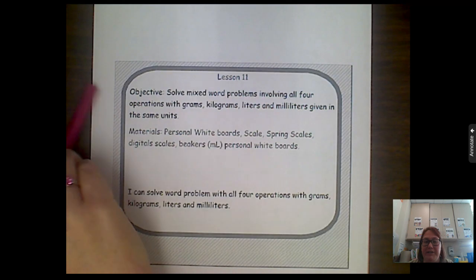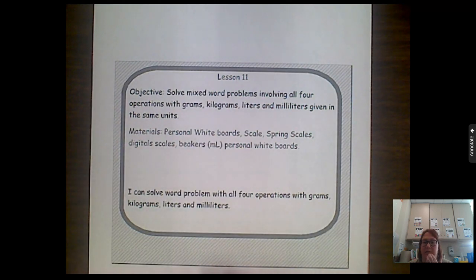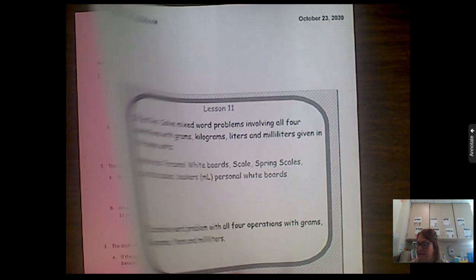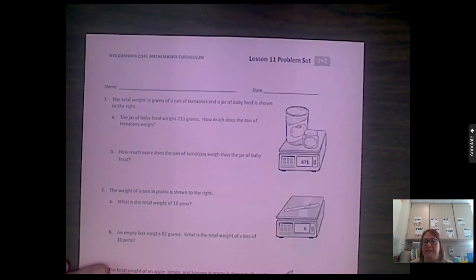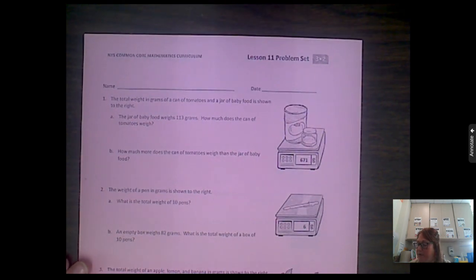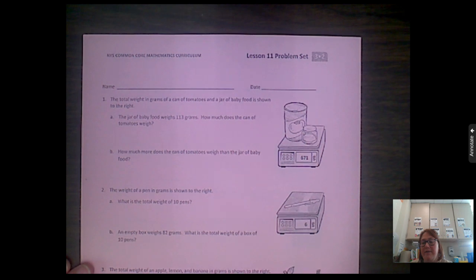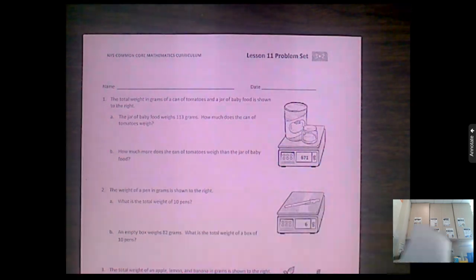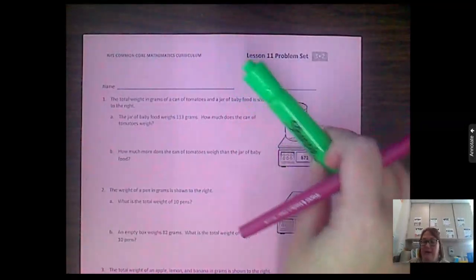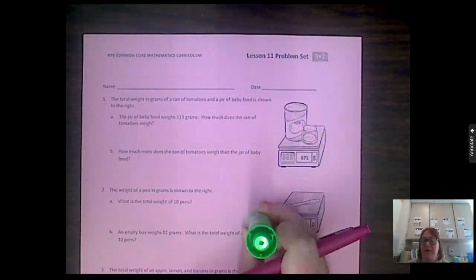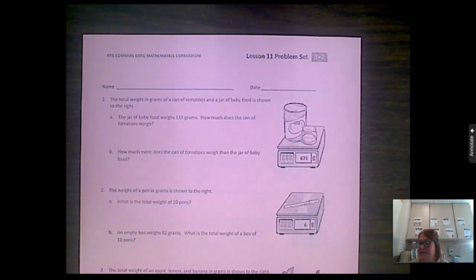So for your materials today, as always, you will need your pink problem set, which at the top says lesson 11 problem set. You will need a pencil, as always, for math, and you will need a highlighter. Because if we look at our problem set today, we have some word problems, so we're definitely going to want to be highlighting our clue words, okay?